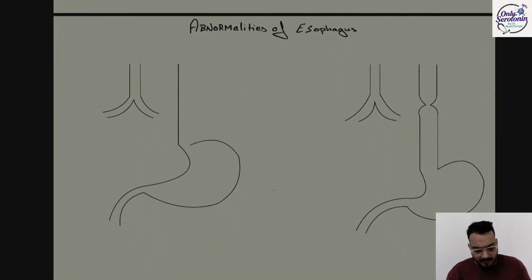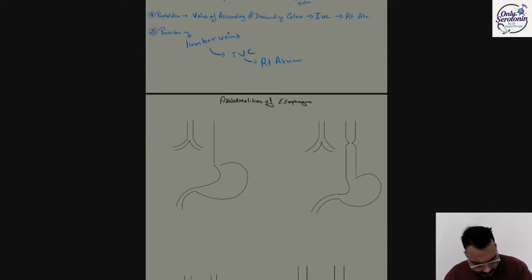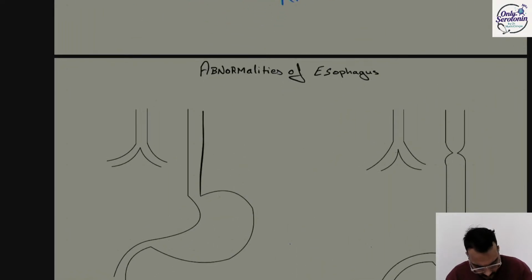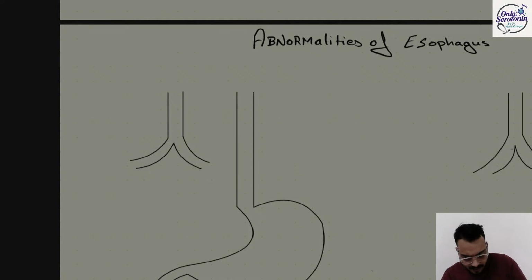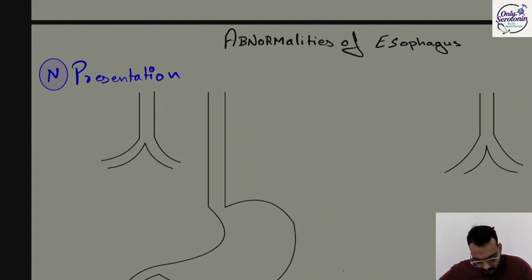In abnormalities of esophagus you should know these four important things, guys. Out of them the first one is what, guys? The first one is your normal relation of your trachea and esophagus. So that's how they normally present. It is your normal presentation, guys.